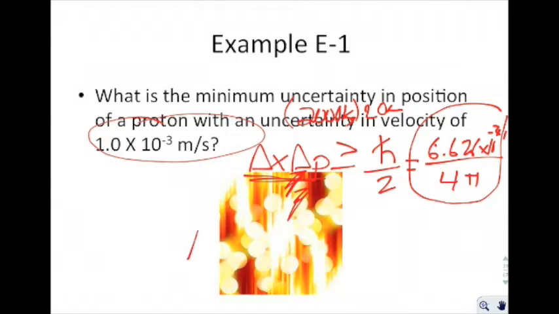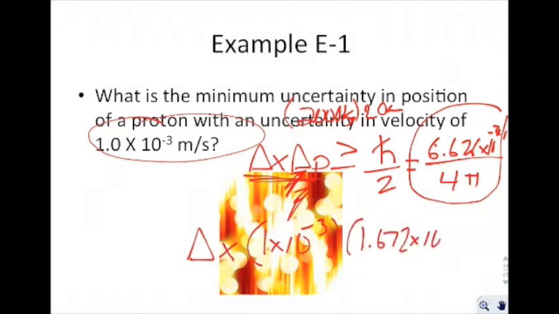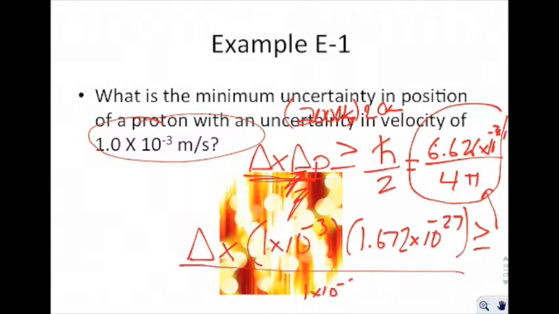So you would say delta x, and then you would put in your uncertainty in position and your mass. So here's your velocity. Your mass is a proton; you would look that up on the table. It has to be greater than or equal to h bar over 2. At this point, you would divide both sides by 1 times 10 to the minus third and 1.672 times 10 to the minus 27th. Okay.